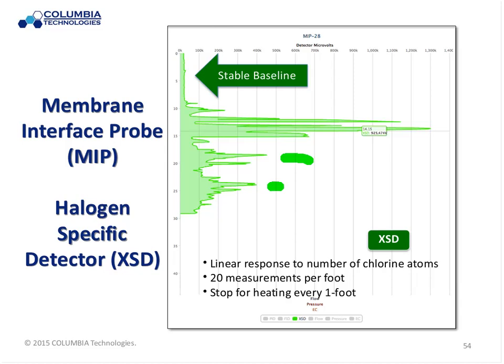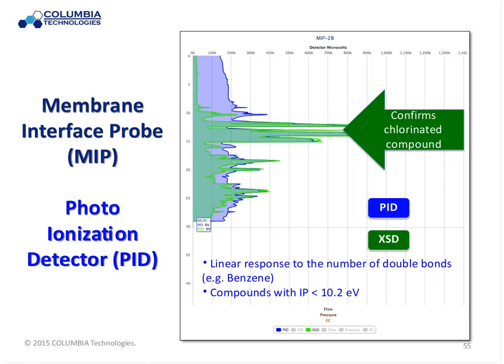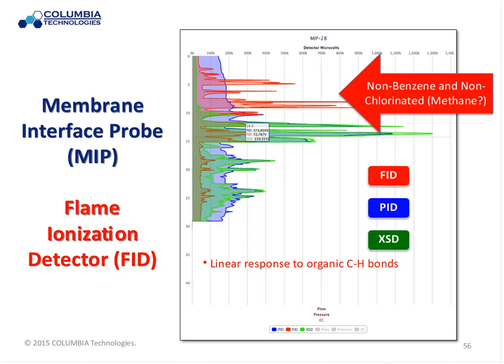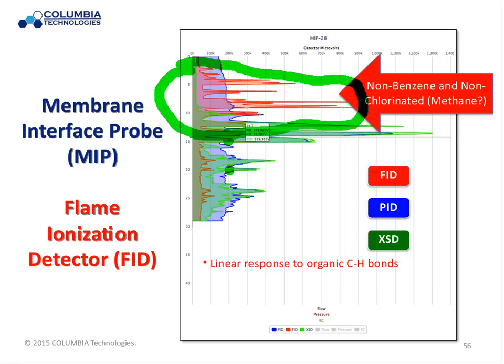That's XSD by itself. If I add in the PID, I now get a dual detector confirmation that I'm looking at chlorinated compounds. I've got a mirror image of each of those peaks. So we know we're looking at a chlorinated compound that has an ionization potential below 10.2 for this particular compound. I add in the FID on that same signal. Now you see I see FID response above as well as below. So here's my confirmation on the FID down in here. So I've got fairly high levels that I can see on all three detectors, but I've also got some FID, or flame ionization detector, response above this interface here.